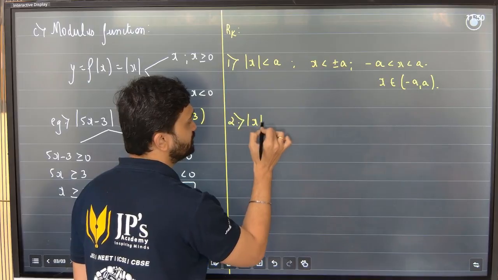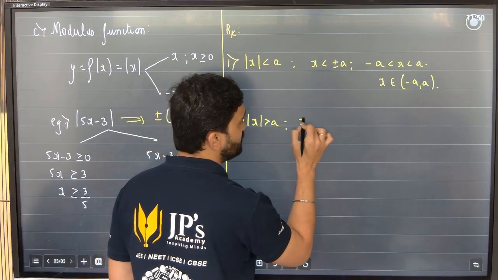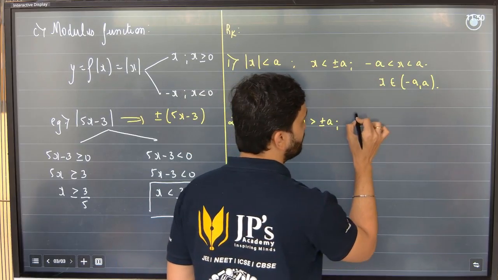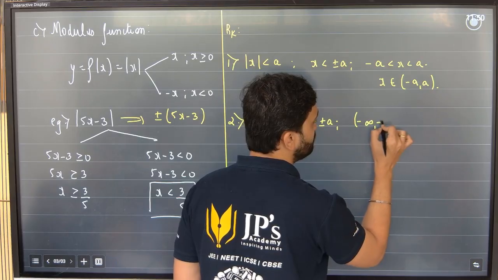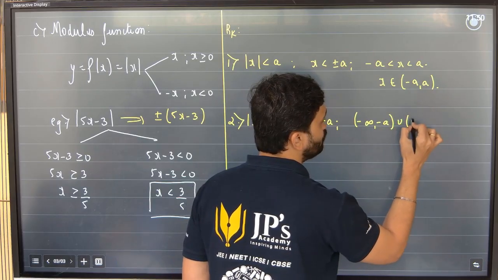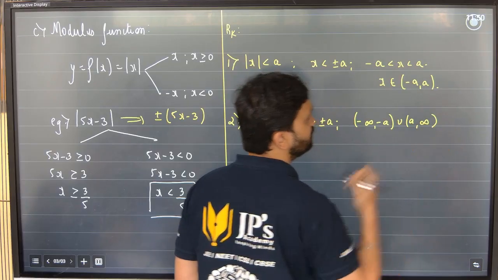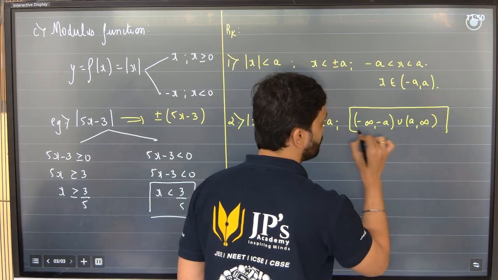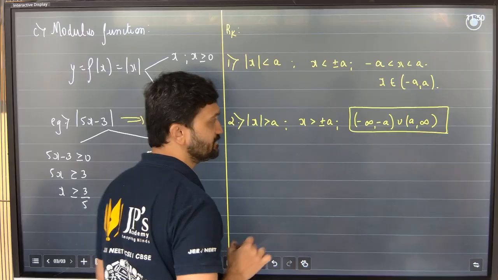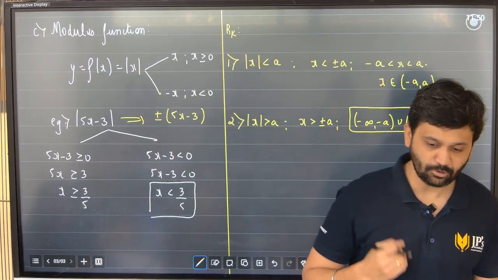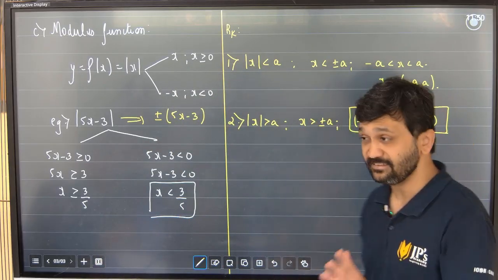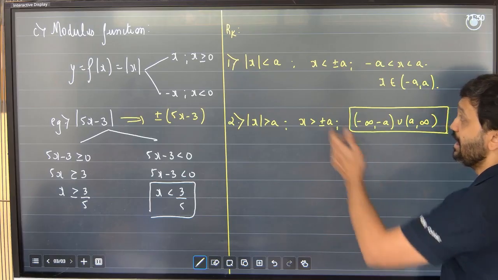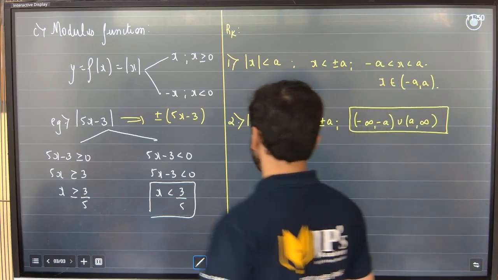And if mod of x is greater than a, it means that x is greater than plus minus a. It means that my answer is minus infinity to minus a, union a to infinity. This is the answer that I get if mod of x is greater than a. If someone tells me mod of x is greater than 10, it will be minus infinity to minus 10 union 10 to infinity.